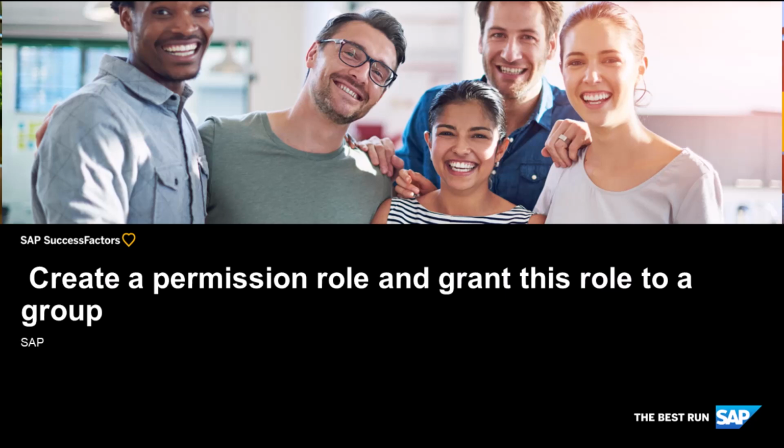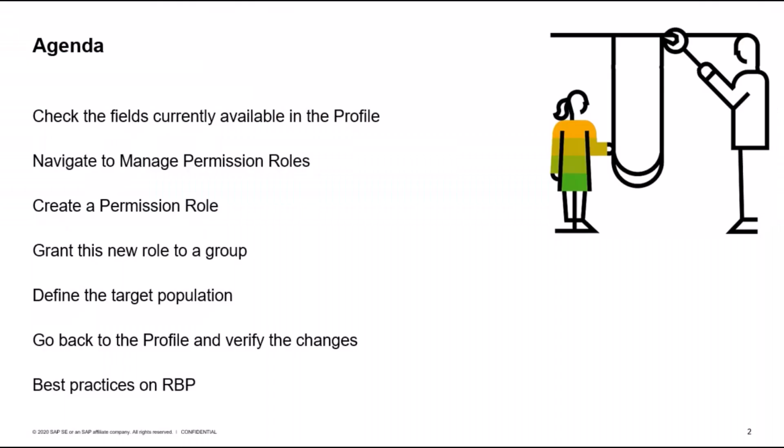Permissions are always very important for customers because this is probably the most sensitive topic in the system. So in this video, before making any changes to the permissions, we will first look at the profile and see what we can currently do. I will navigate to manage permission roles and create a new role. We will grant this new role to a group and define the target population. We will then go back to the profile and see what changed. Finally, I will share with you some best practices for role-based permissions.